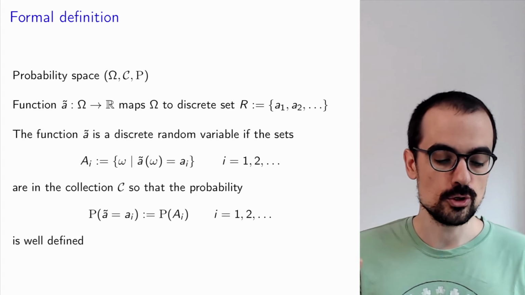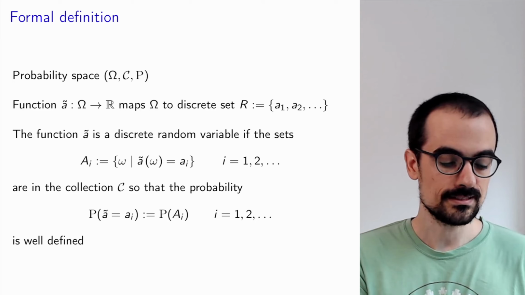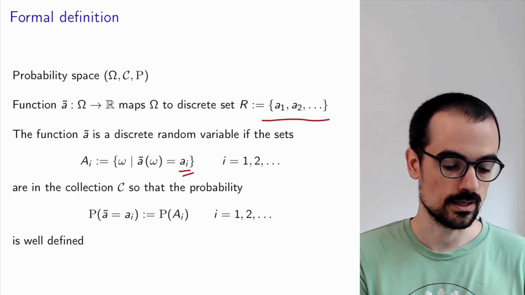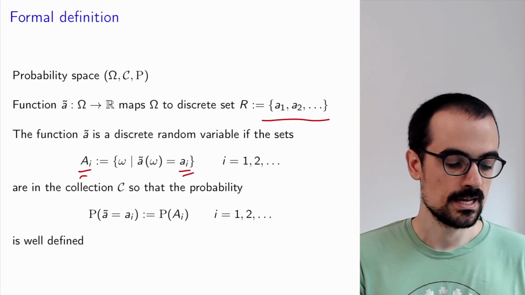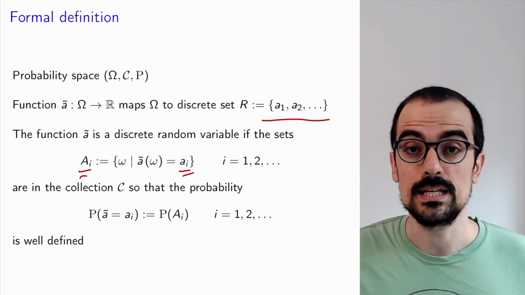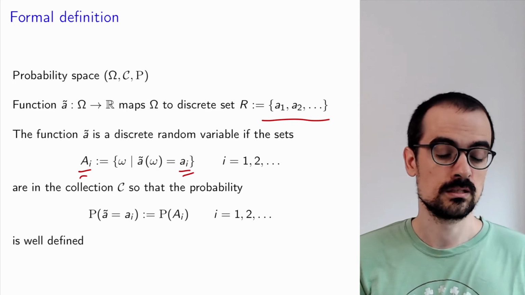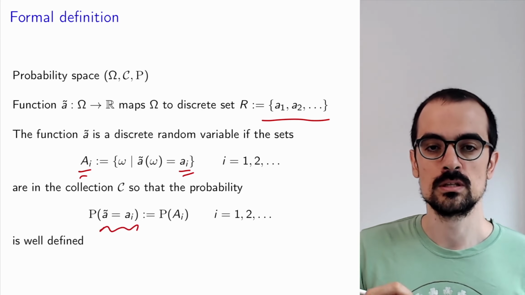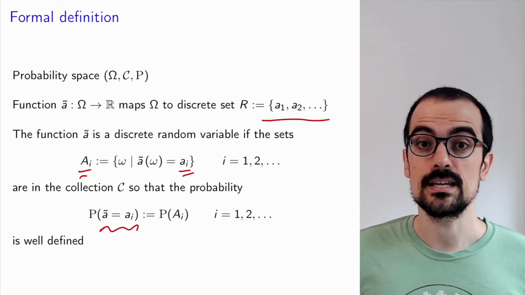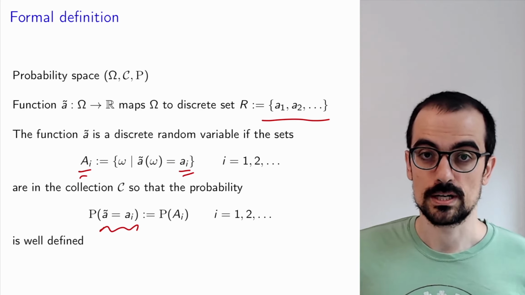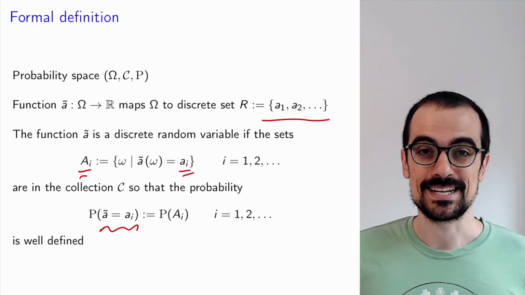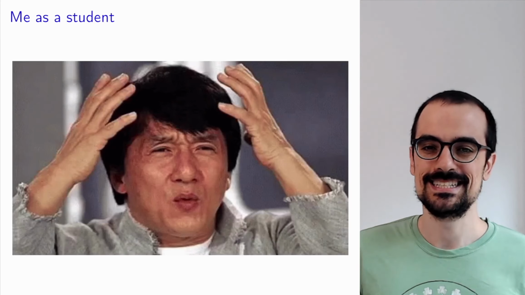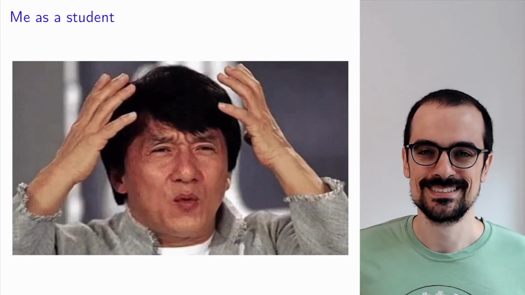And when you consider the events that map to each of the values in this discrete set, we're going to call these events A_i. These events have to be in the collection so that the probability that the random variable is equal to its possible values within this discrete set is well defined. Does this make sense? I'm asking because as a student, this didn't make sense to me at all.